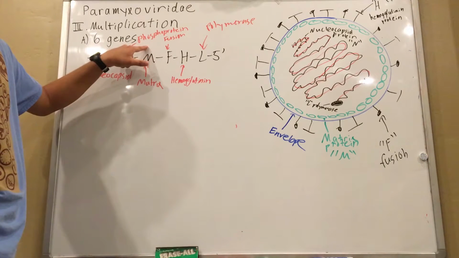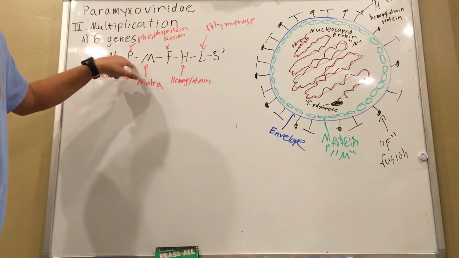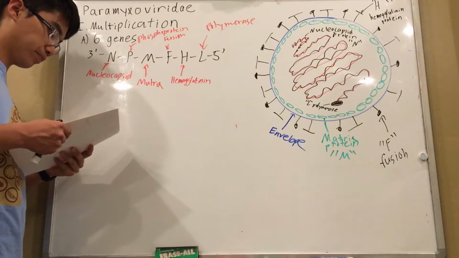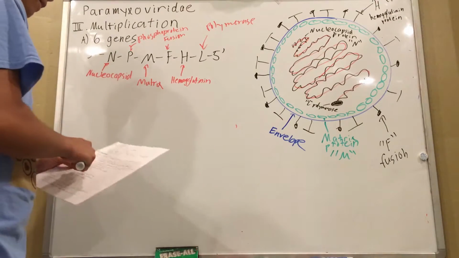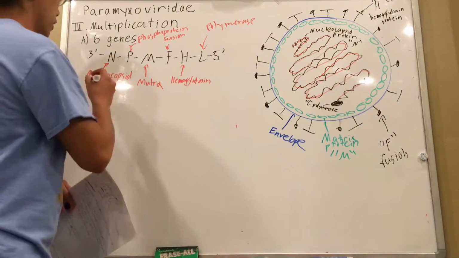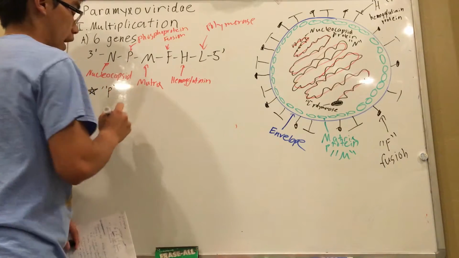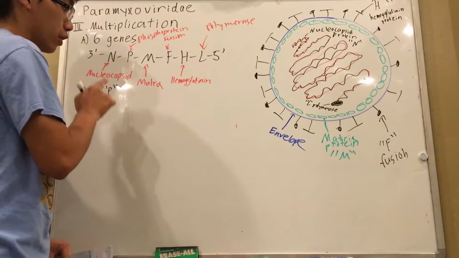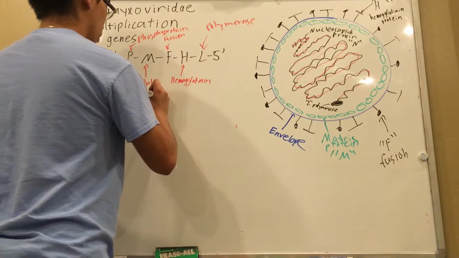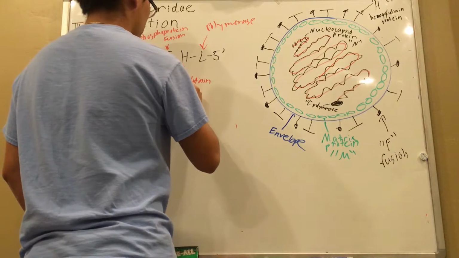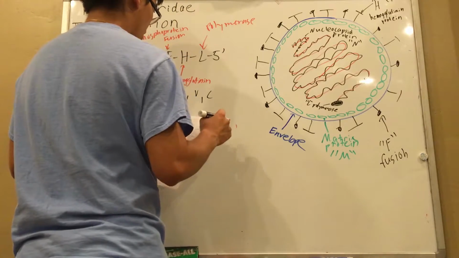Let's see, and then the phosphoprotein. I don't actually have that. 1, 2, 3, 4, 5. The phosphoprotein. So, right, phosphoprotein is a bit complicated here. P codes for itself and 2 other things. So P codes for P, V, and C.